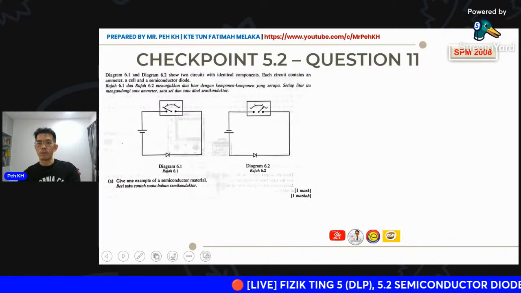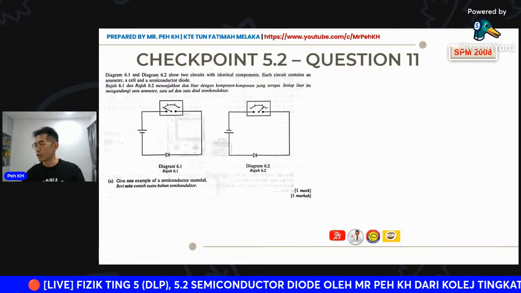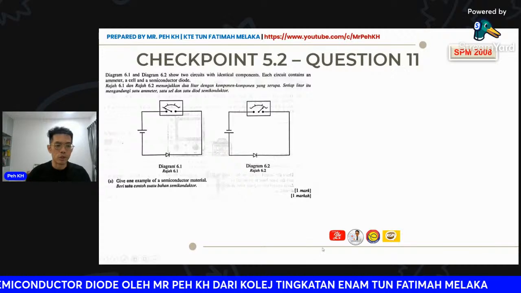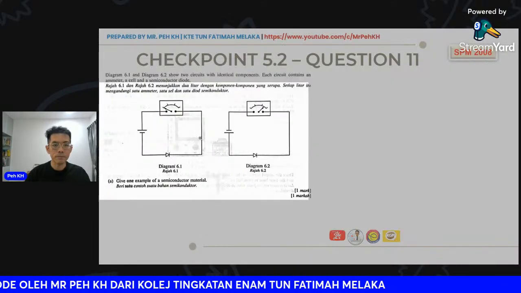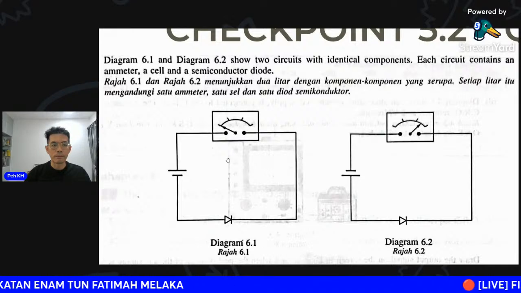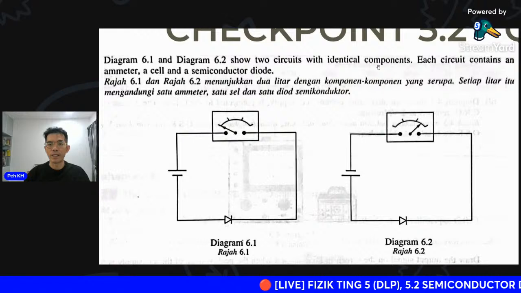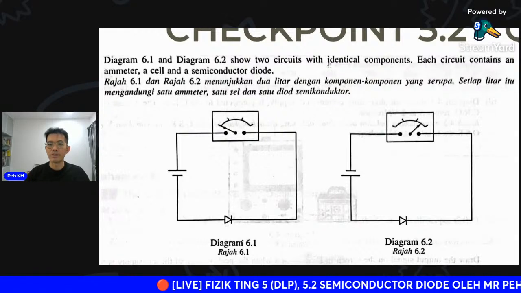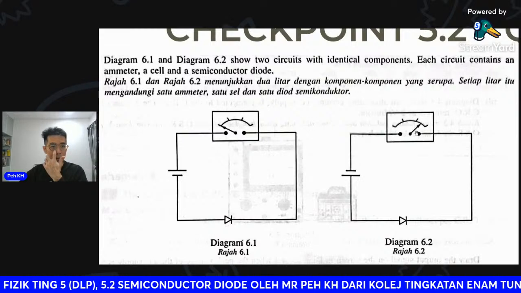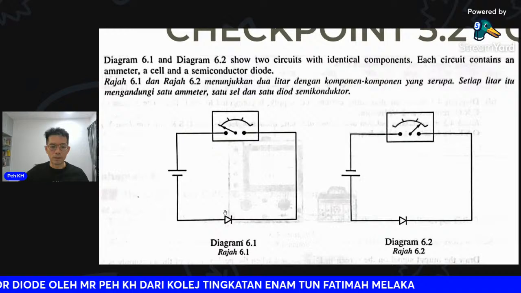Okay, so now we go for our last question. This is a comparison question. It would be question number 5 or 6 in paper 2, section A. Let us go through the question together. Diagram 6.1 will be this diagram, and diagram 6.2 shows two circuits with identical components. Each circuit contains an ammeter, which will be here, and one semiconductor diode will be here.